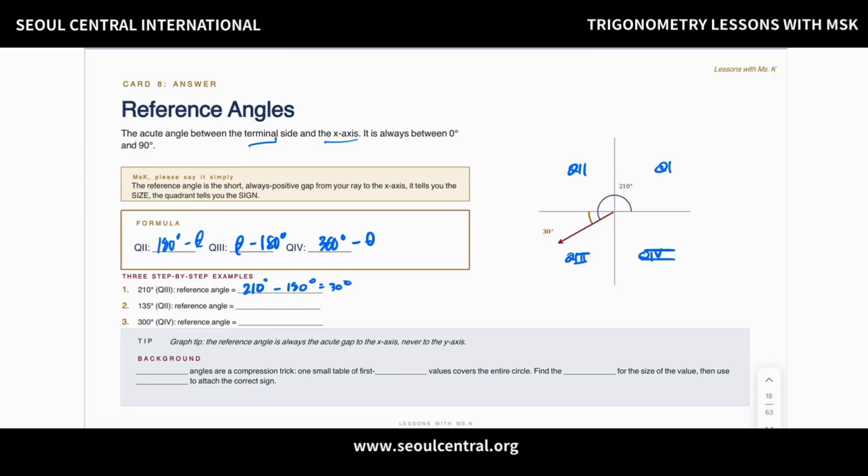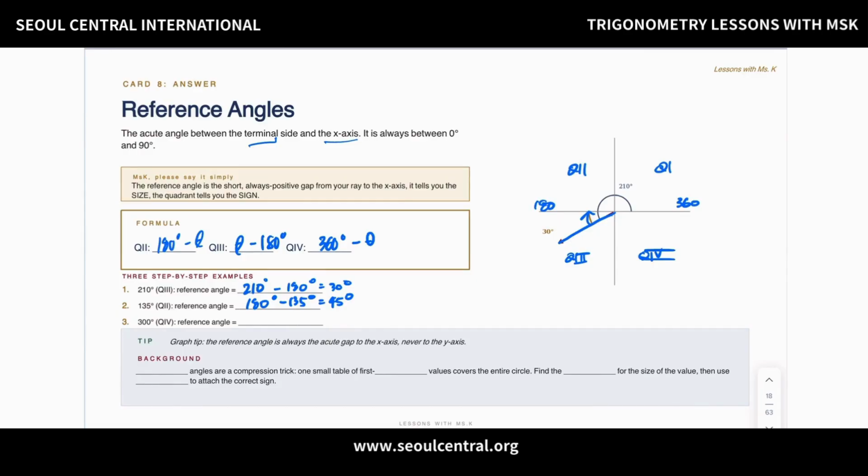Are we good with that? Cool. So it's just taking this and then finding the difference to that, this 180, this 360. All right, 135 degrees. So in quadrant 2, the reference angle equals 180 minus 135 degrees, which equals 45 degrees. All right, we good with this? Great. Now how about 300?